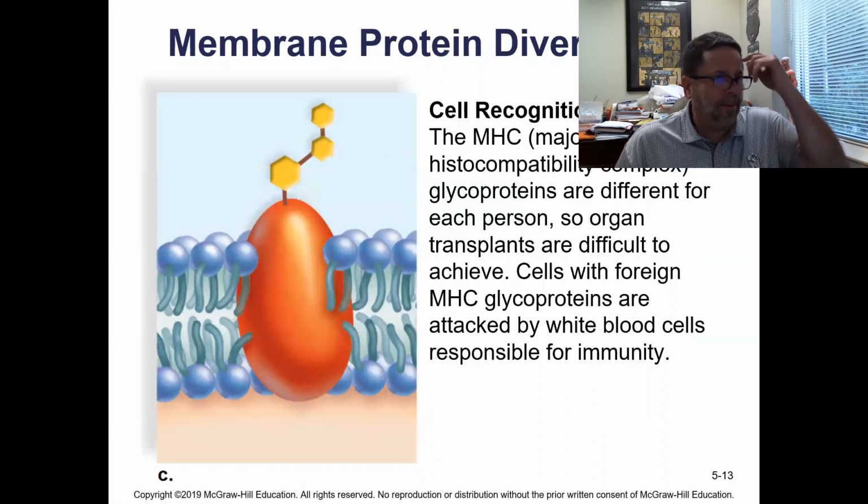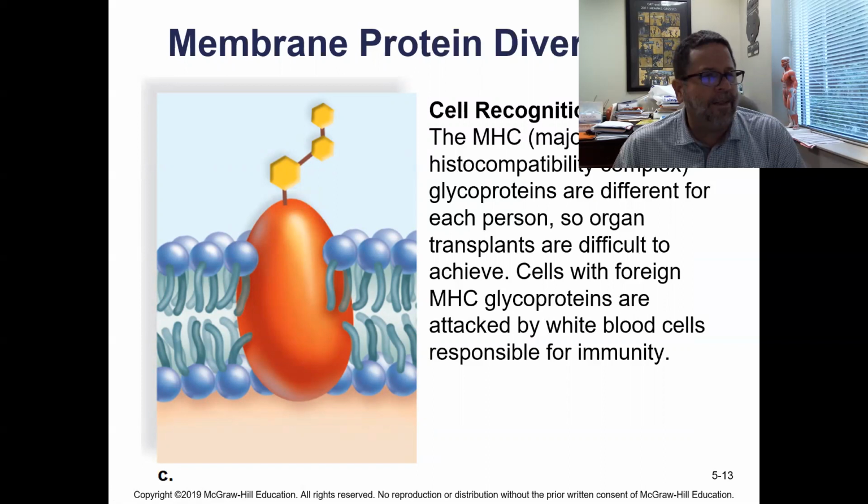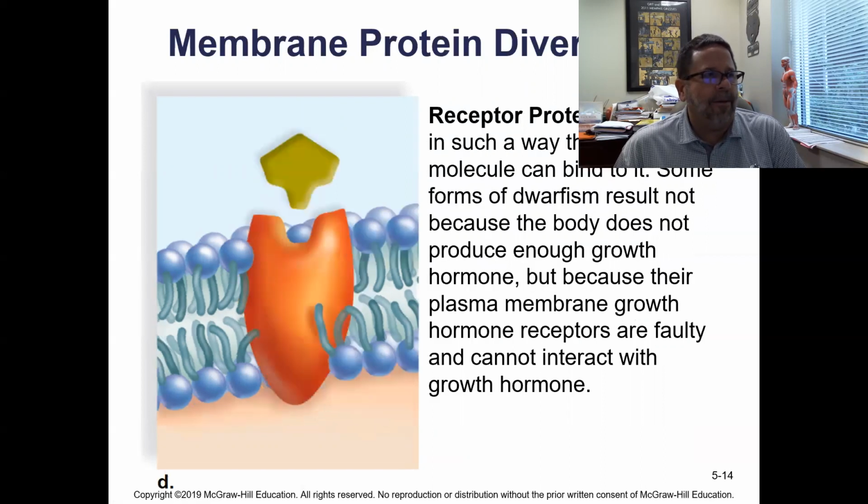Others can be cell recognition proteins. Like I said, the most famous are the major histocompatibility complexes that are your signature markers. The only person on earth that would have markers like yours would be an identical twin. So when we do organ transplants, we try to find someone that has similar markers so we can trick your body into taking that organ.